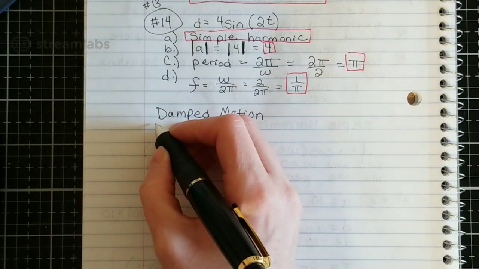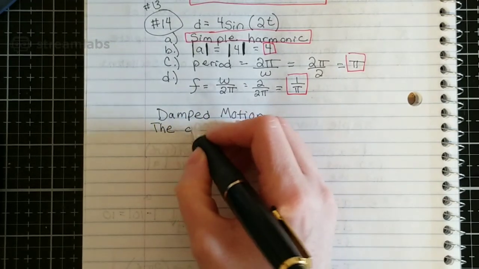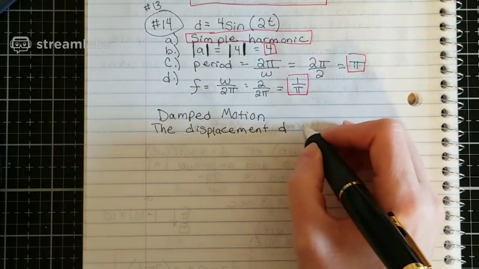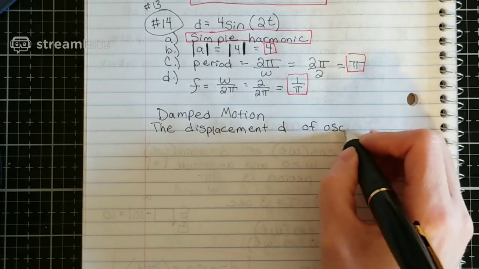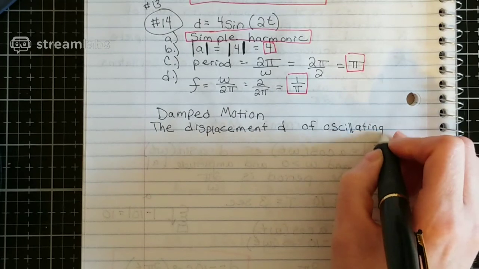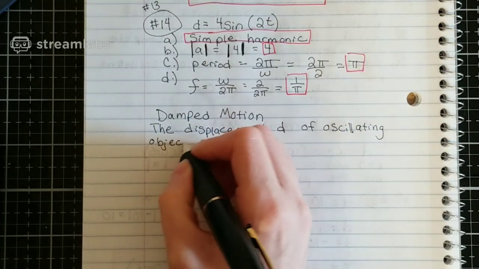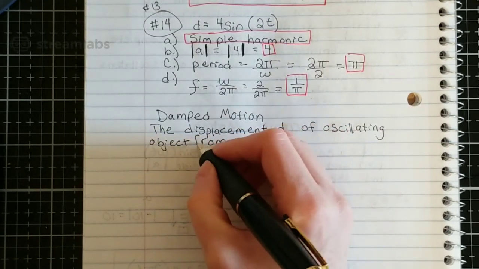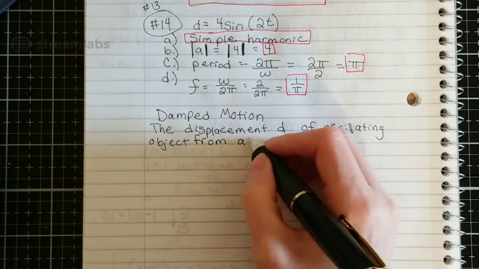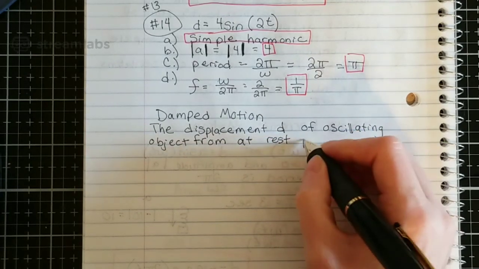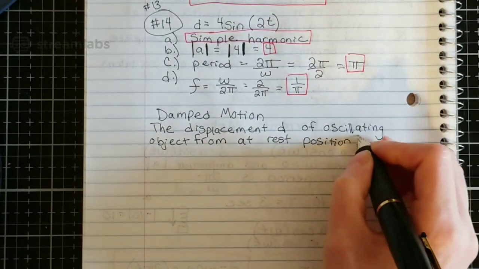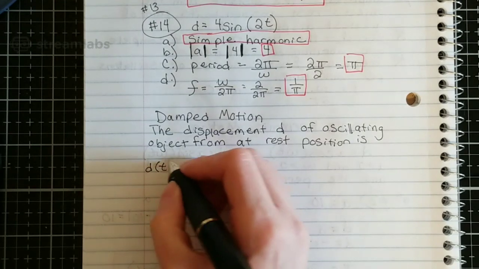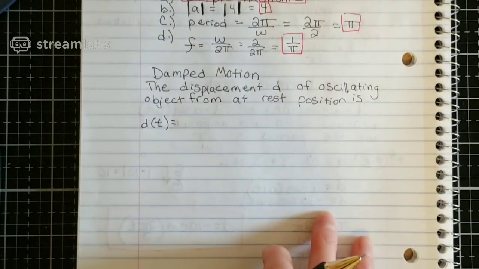But it says the displacement D of an oscillating object from at-rest position, and then they're going to give you an equation. Alright, I'm going to slow down here and make sure we all got that copied down.